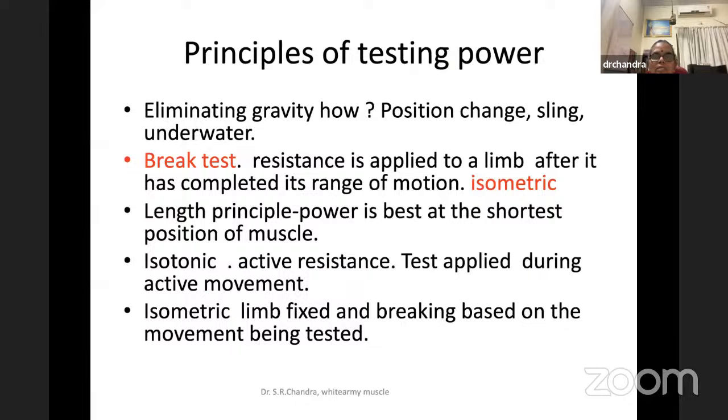So you have to eliminate gravity, that is by changing position. We have got the break test, where resistance is applied to a limb after it has completed its range of motion, that is isometric. And the length principle: power is the best at the shortest position of the muscle, so you have to check the power in the short position of the muscle. And isotonic, active resistance, and test applied during active movement. Isometric, the limb is fixed and breaking is based on the movement of the muscle being tested, like for example, when you are checking triceps.